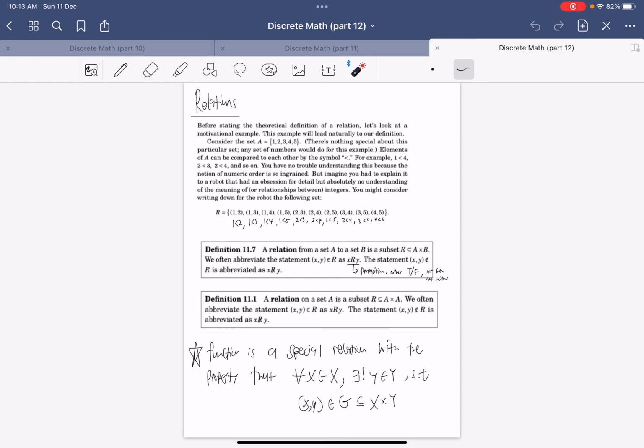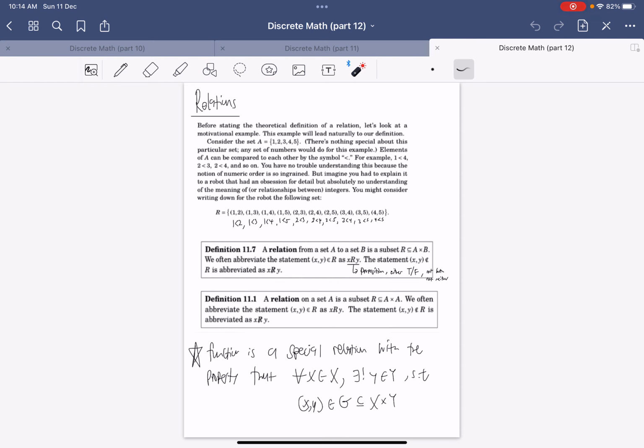But now, we like to remember that functions have a specific property on the subset of the direct product, such that for all x, there exists a unique y such that the ordered pair lies in the graph, which is just a subset of X cross Y. But now let's pull away the idea of this uniqueness and also pull away the idea that it must have all the x. And that's what we get. We get a relation.